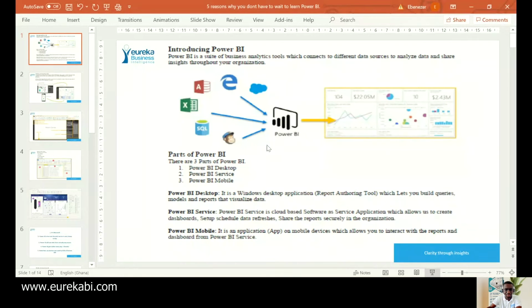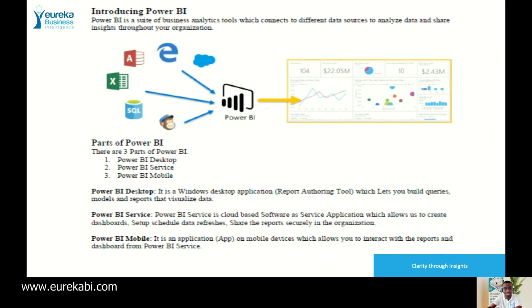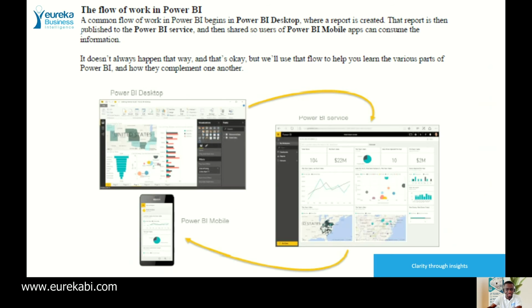So Power BI is Microsoft's analytical tool that helps you connect to various data sources, analyze data, and share it throughout your organization. It has 3 parts: the desktop, the service, and the mobile. That's why the focus would be on the desktop, because that's where the center of all the actions are. So this is the flow of work. It moves from the desktop into the service and then to mobile. So that is how the flow is.